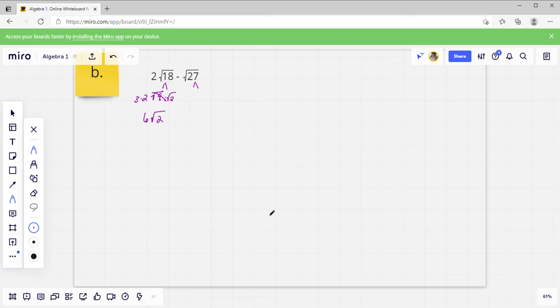This one would be square root of 3 times the square root of 3 times 9. Pull that out and get a 3, so we'd say minus 3 times the square root of 3. Alright, and we can't break that down any further, so it's 6 times the square root of 2 minus 3 times the square root of 3, and that's the answer to that one.